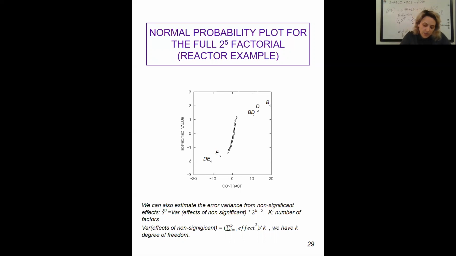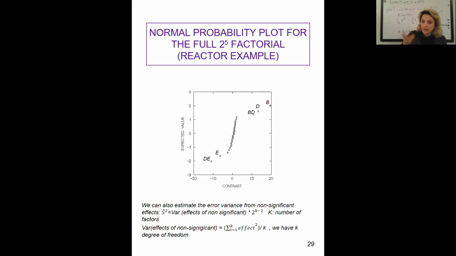There is something very interesting. We can also estimate the error variance from the non-significant effects. So the equation that we have is that the estimate for S squared is going to be the variance of the effect of the non-significant terms, times 2 power k minus 2, where k is the number of factors. When we're going to find it, we would use this equation for it. And this would have k degrees of freedom. So this is just one way of finding the error variance.